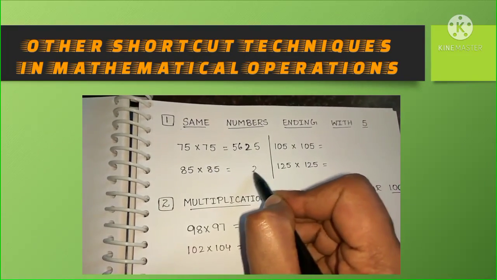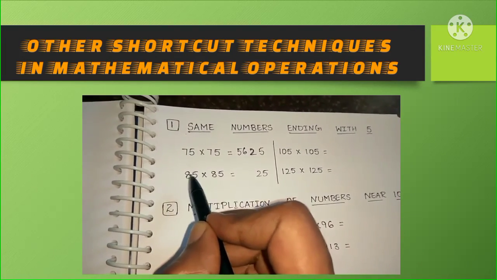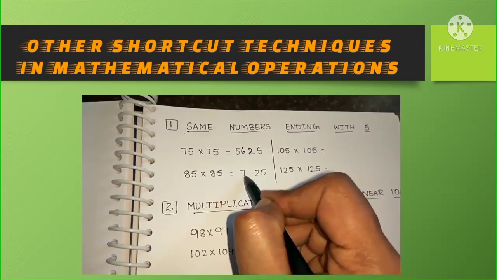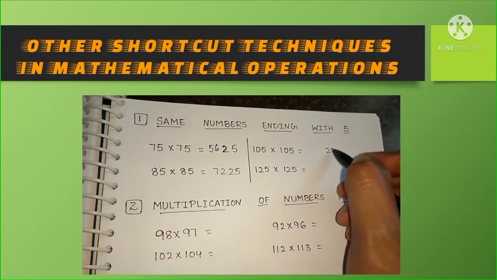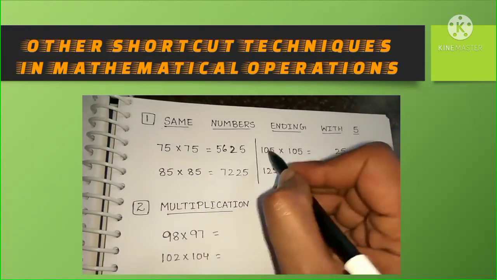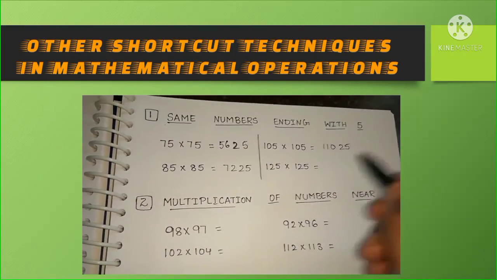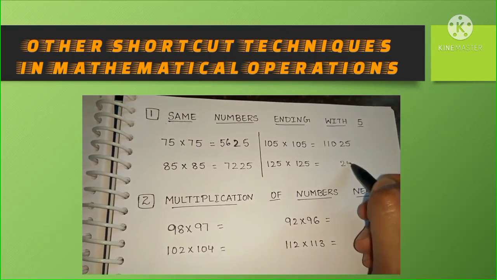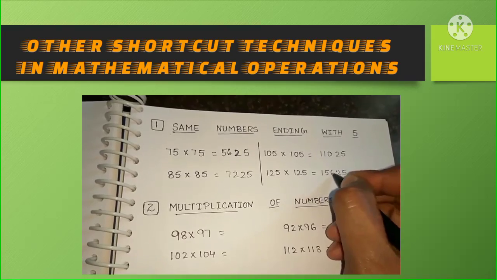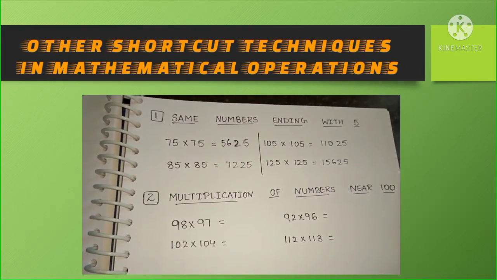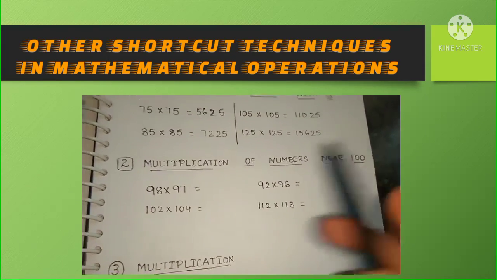85 times 85. 5 times 5, 25. And what is after 8? 9. So 9 times 8, 72. So 7225. 105 times 105, 5 times 5, 25. What is after 10? 11. And 10 times 11, 110. 5 times 5, 25. What is after 12? It is 13. So 12 times 13, 156. So that was the same numbers ending with 5 shortcut technique.